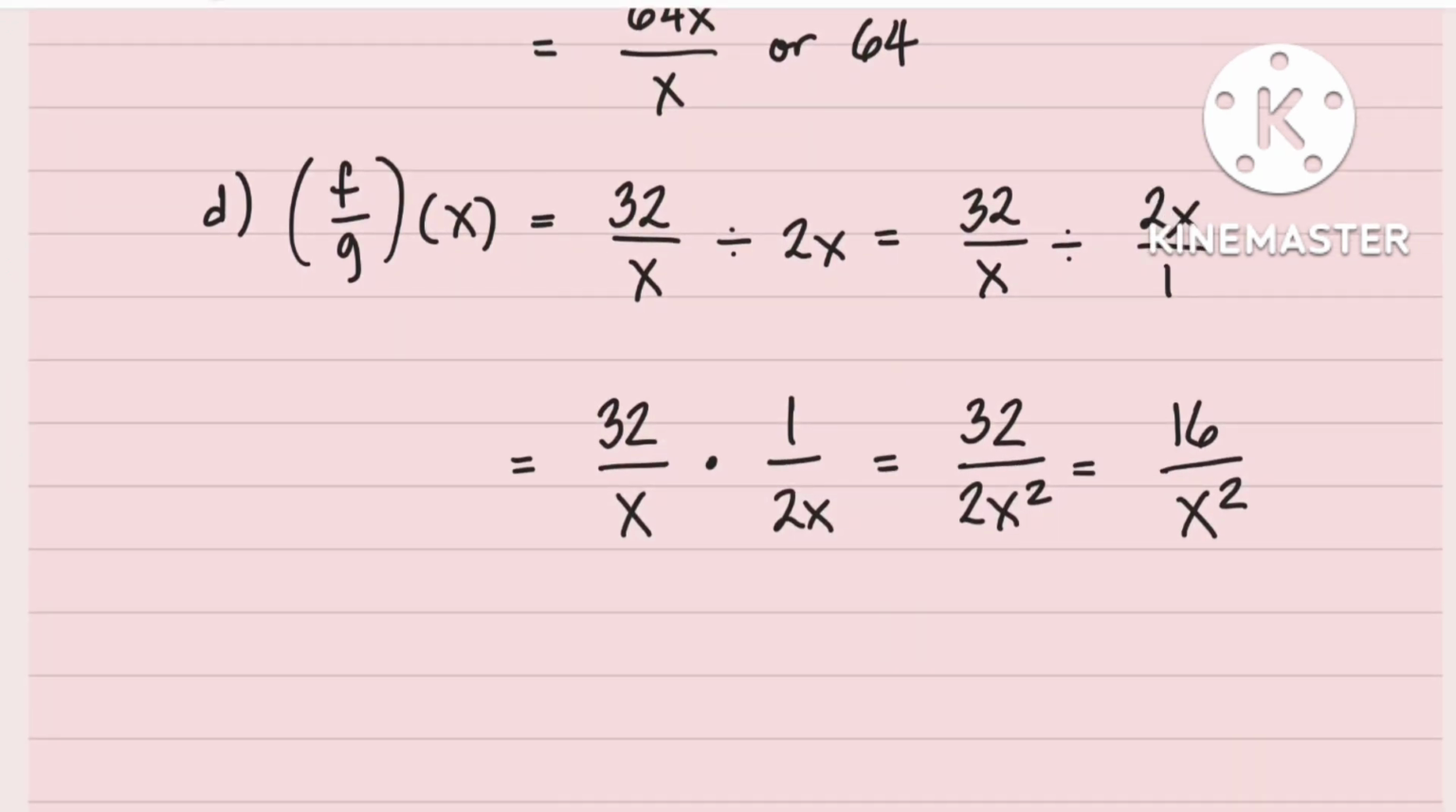Lastly, what is 32 over x divided by 2x? So 2x has a hidden denominator of 1. Then we get the reciprocal of 2x over 1. That is 1 over 2x. Then proceed to multiplication. Numerator times numerator, 32. Denominator times denominator, 2x squared. Simplifying this, we'll have 16 over x squared.